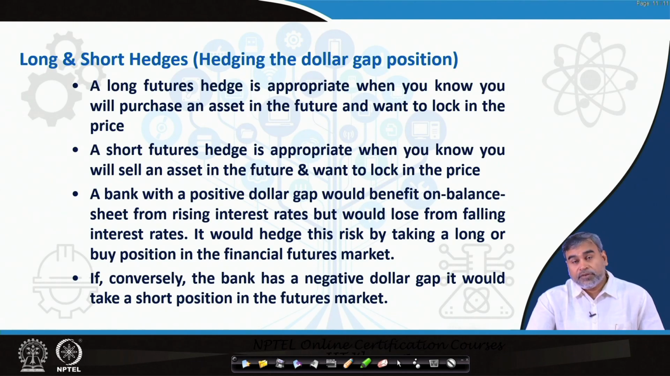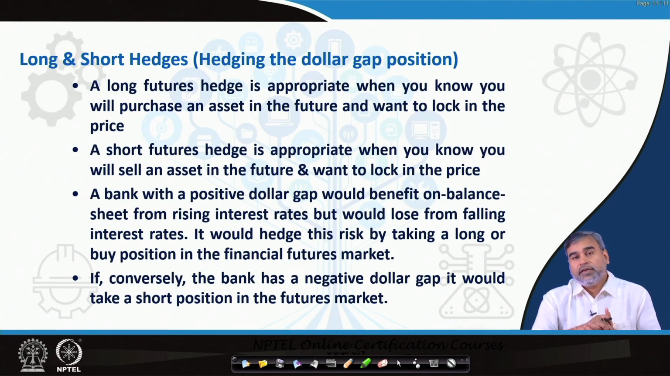Already we know that the prediction of interest rates is the riskiest strategy in the market, so the bank may not accurately predict what kind of interest rate is going to prevail. At that point in time, what should the bank do? The bank would hedge this risk by taking a long, or buying, position in the futures market. If it is a positive dollar gap, they can take buying positions, or long futures hedging positions, in the futures market to hedge the risk.